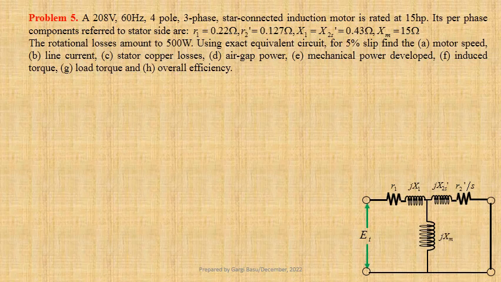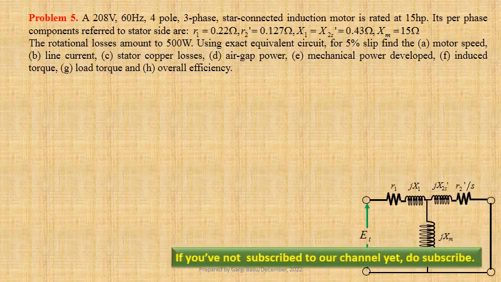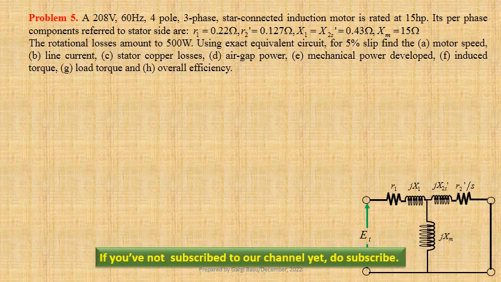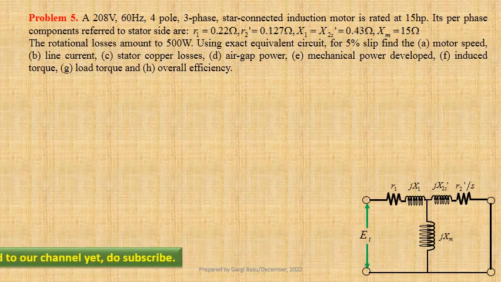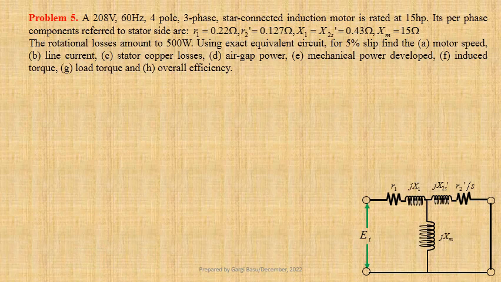A 208-volt 60 Hz 4-pole 3-phase star-connected induction motor is rated at 15 HP. Its per-phase components referred to stator side are R1 equals 0.22 ohm, R2 dash equals 0.127 ohm, X1 equals X2S dash equals 0.43 ohm, Xm equals 15 ohm. The rotational losses amount to 500 watts.